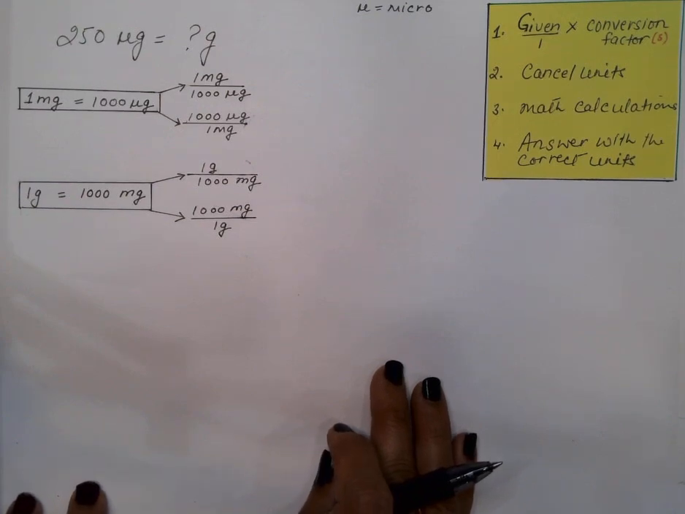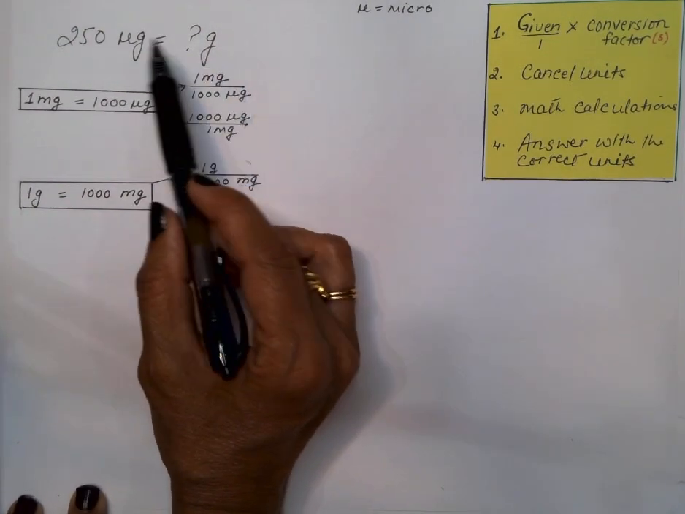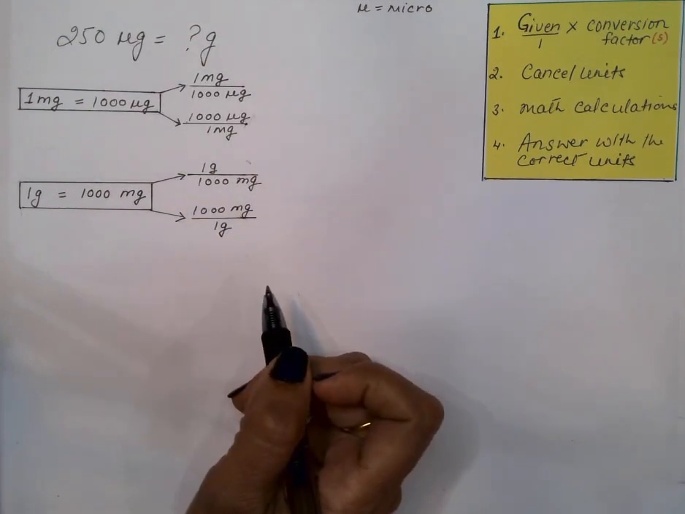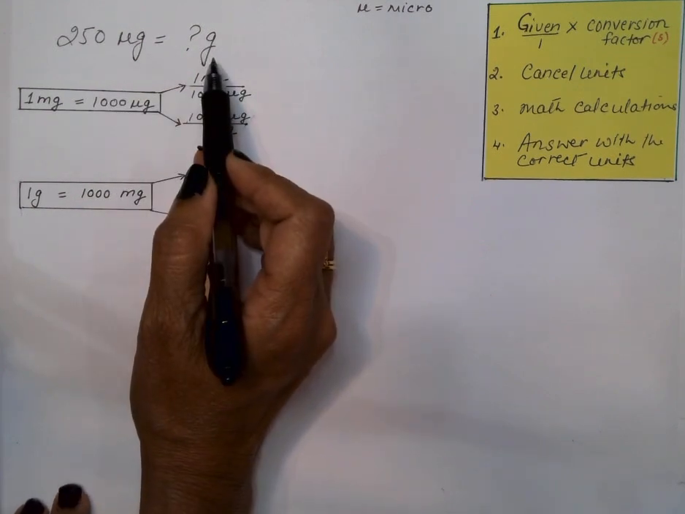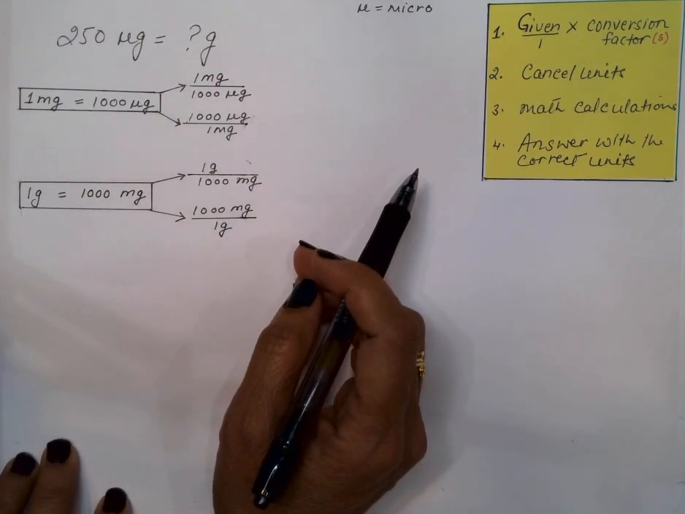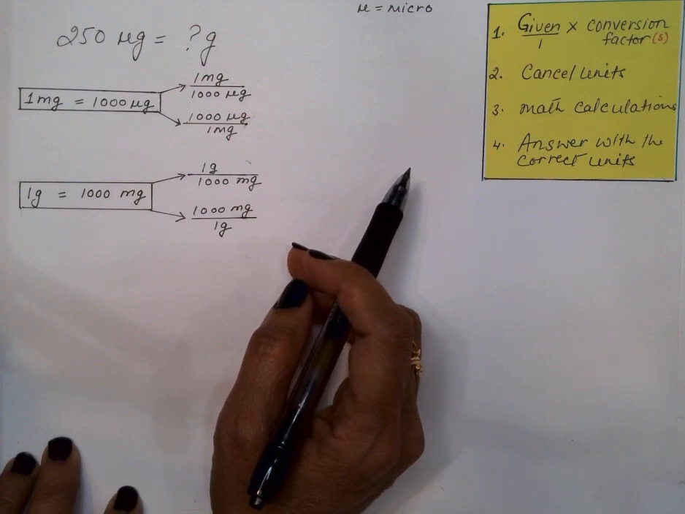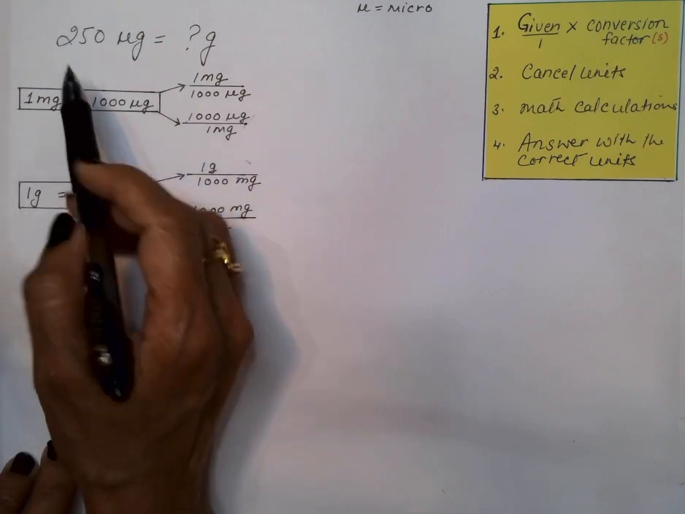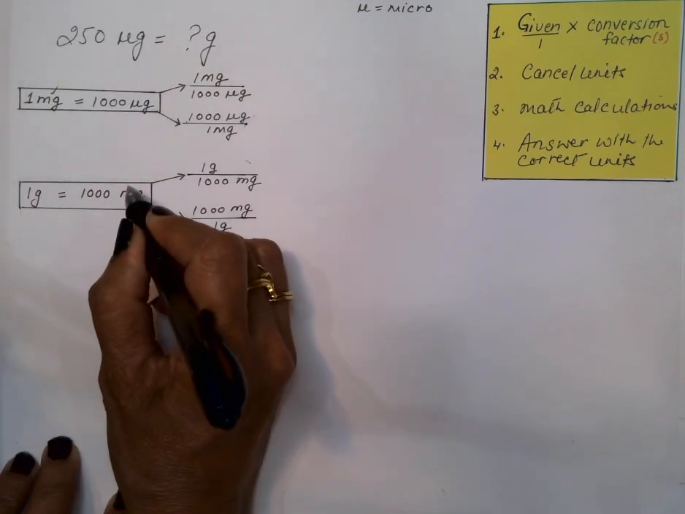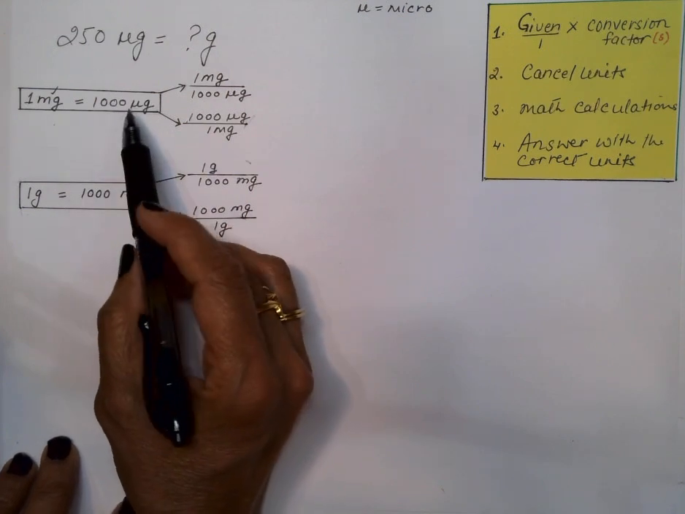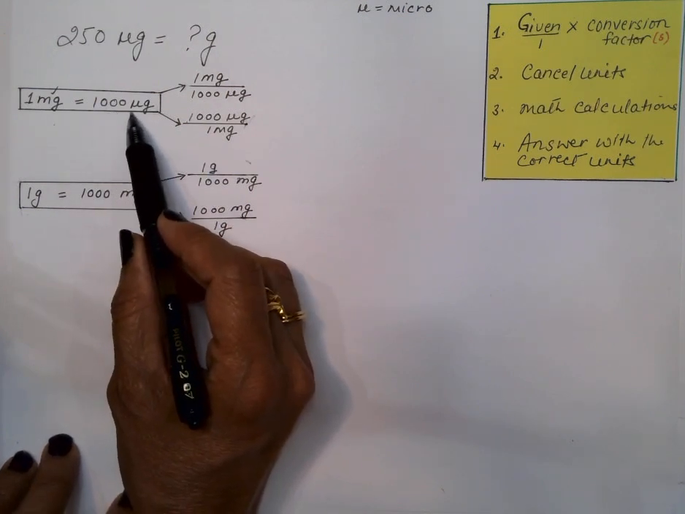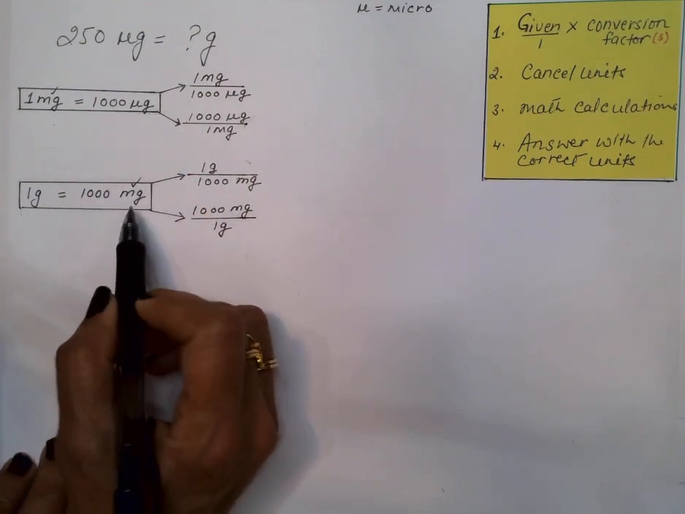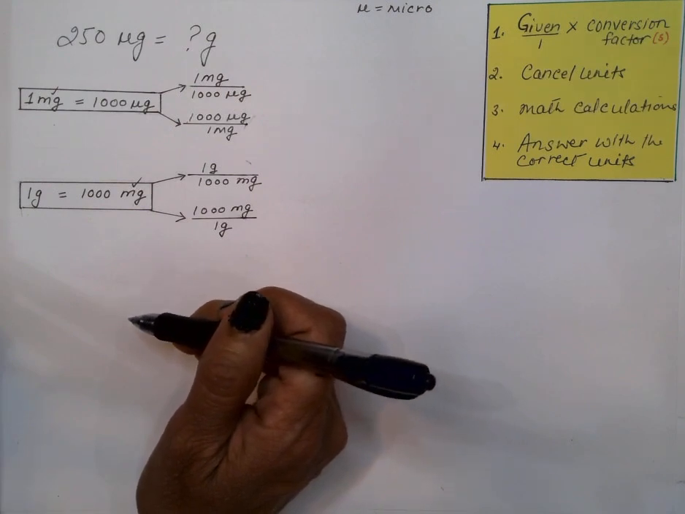250 micrograms. How many grams are there in 250 micrograms? Well, what do we know about micrograms and grams? We don't have a direct conversion factor to convert from micrograms to grams. But we do know that micrograms and grams both are connected through milligrams. We know 1 milligram equals 1000 micrograms, and also we know that 1 gram equals 1000 milligrams. These are the equivalents that we should know.